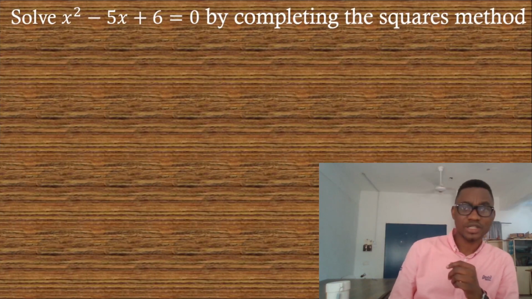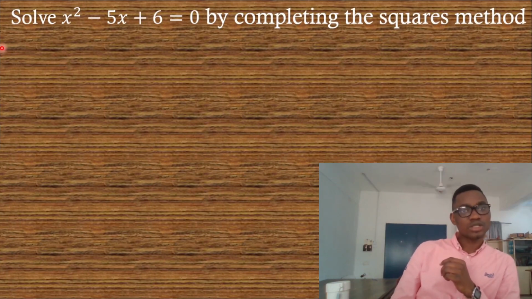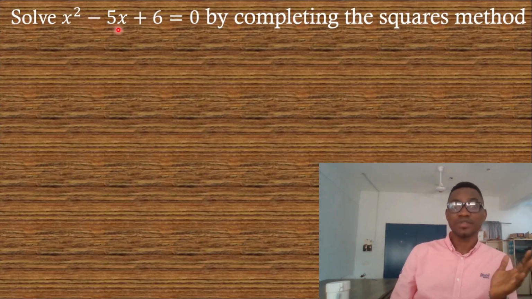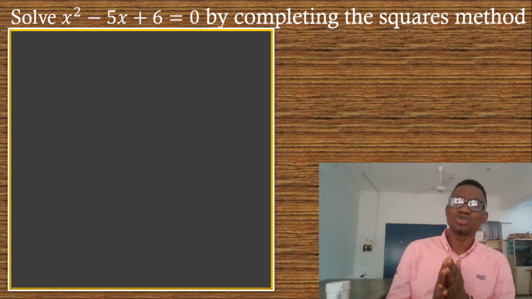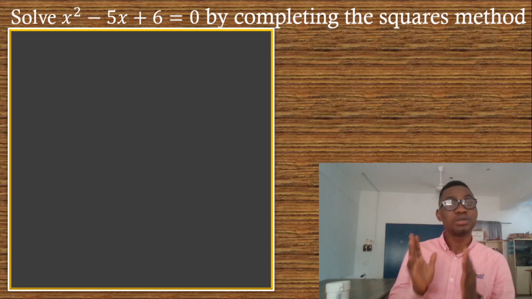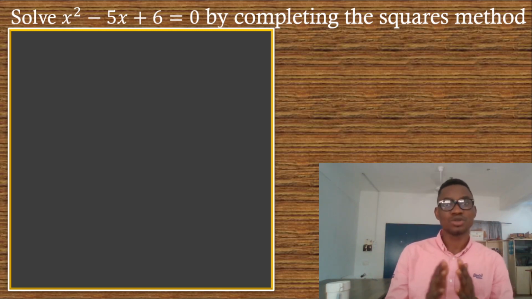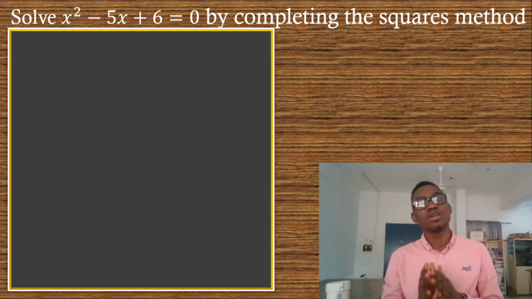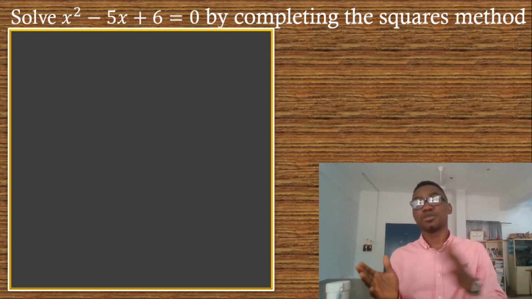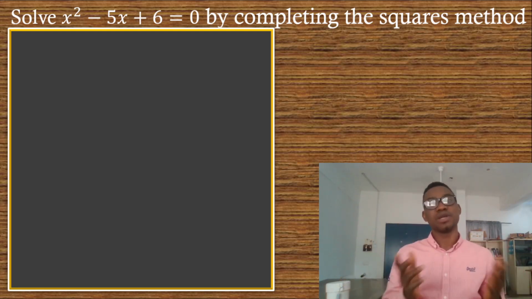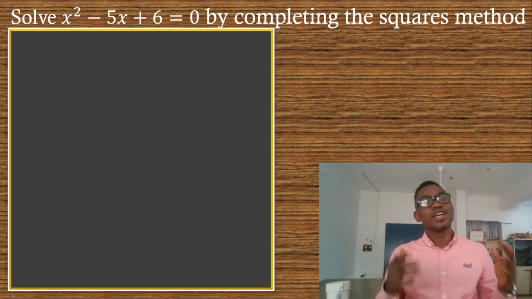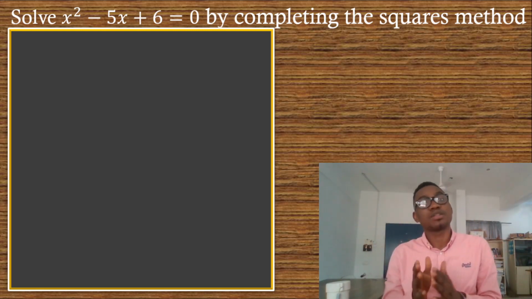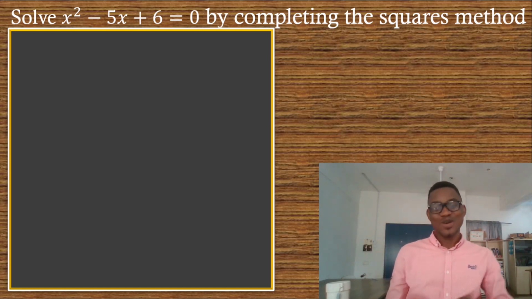Okay, let's look at the first example today. The question says solve x squared minus 5x plus 6 equal to 0. As you can see, we are required to use the completing the squares method to solve this problem. So it is not enough to just know the factorization method or the formula method. You need to know all the methods of solving quadratic equations so that anytime you are restricted to a particular method, you will not be stranded. Okay, let's look at the solution to this beautiful question.